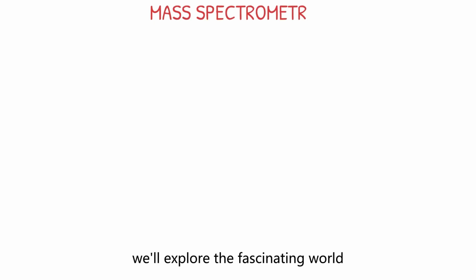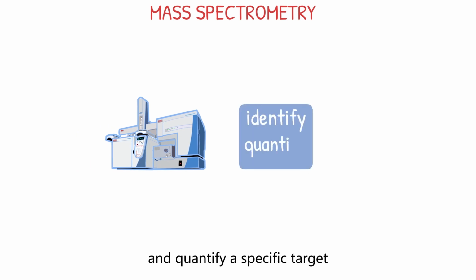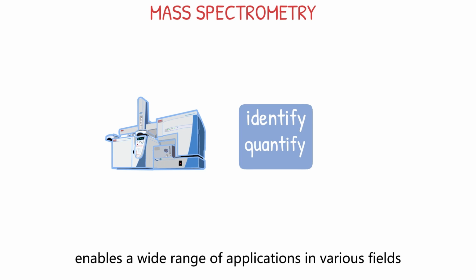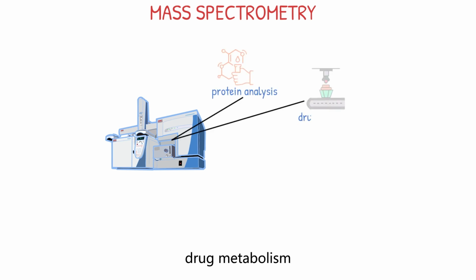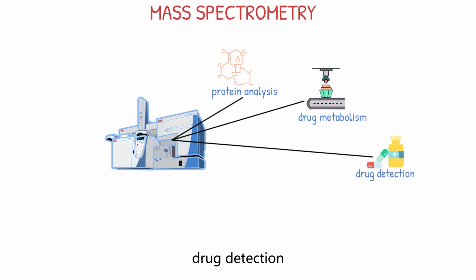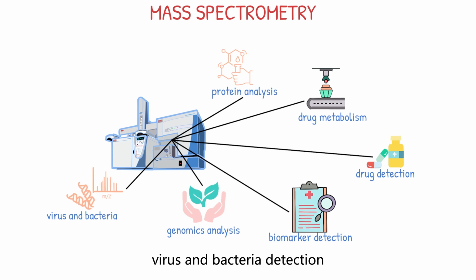Today, we'll explore the fascinating world of mass spectrometry technology. But first, let's define mass spectrometry. It is an essential analytical technique used to identify and quantify a specific target. Mass spectrometry technology enables a wide range of applications in various fields, such as medical testing for protein analysis, drug metabolism, drug detection, biomarker detection, genomics analysis, virus and bacterial detection, and more.